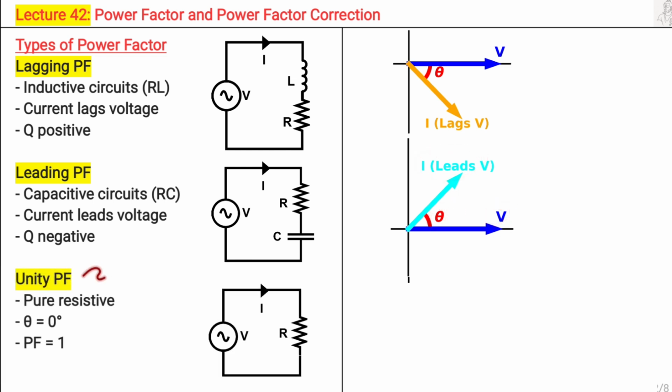And the third type is unity power factor. This is achieved when the circuit is purely resistive. The angle between voltage and current is 0, therefore the power factor is 1. And the phasor diagram is represented something like this, where voltage and current are in phase.